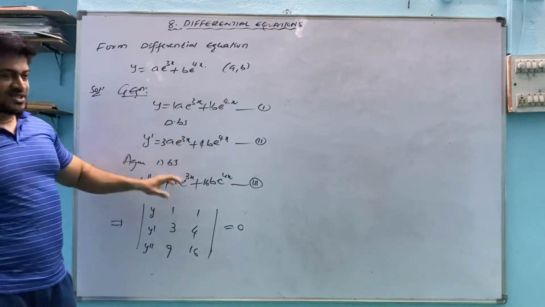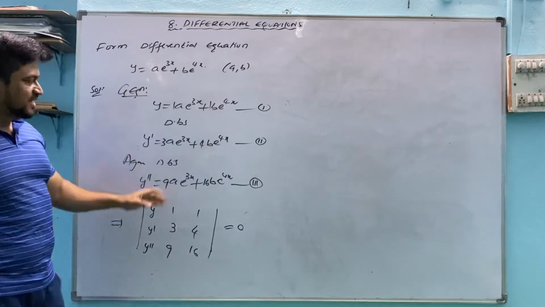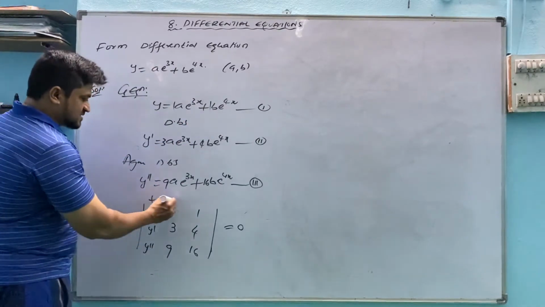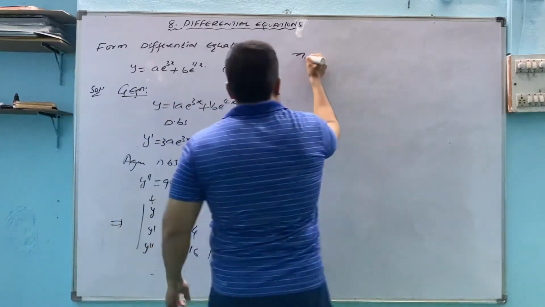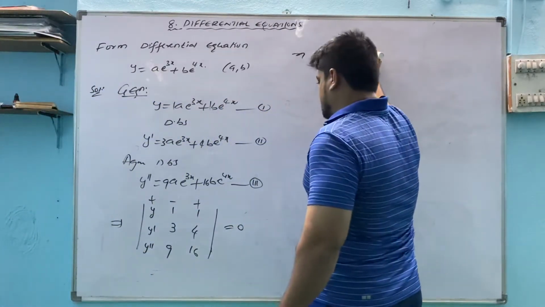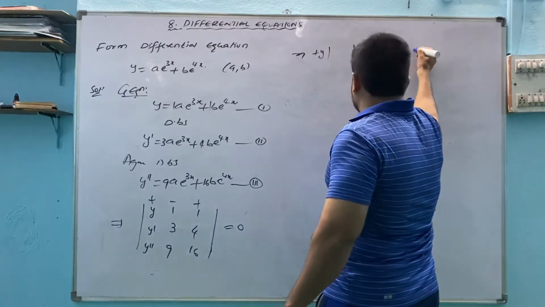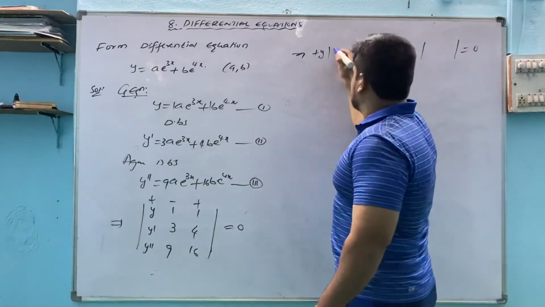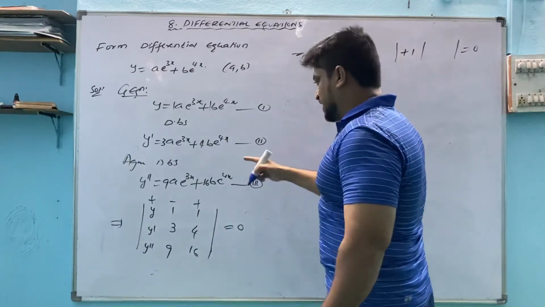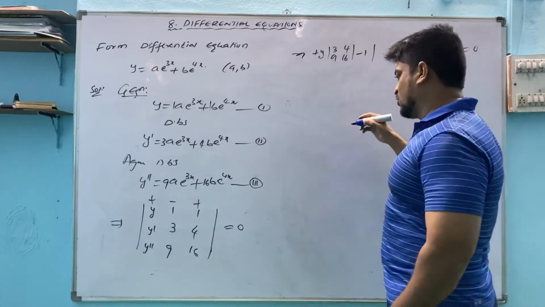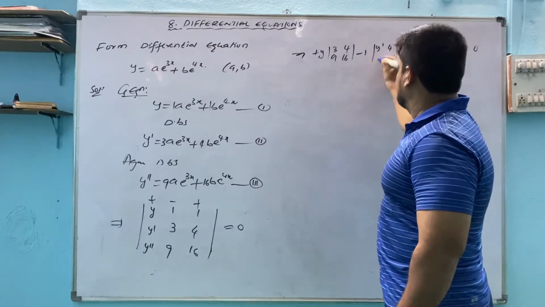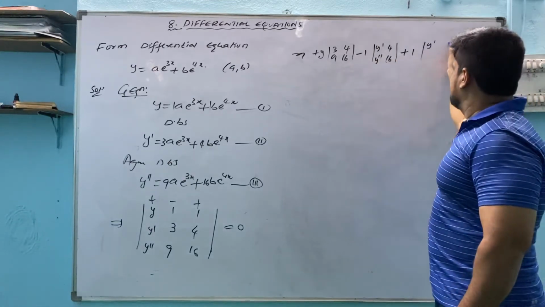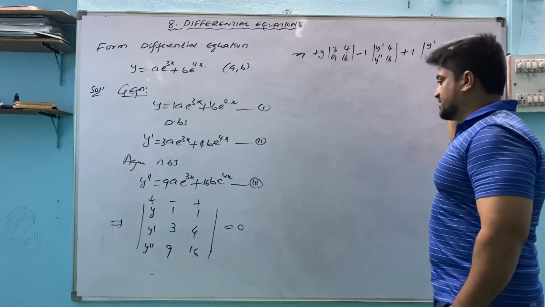Check once again. If all three equations have similar values, we can take the determinant, remove all similar values and write the coefficients here. Now we have plus minus plus. Then we have plus y determinant, minus 1 determinant, plus 1 determinant equals 0. The y determinant is 3, 4, 9, 16. The second determinant is y dash, 4, y double dash, 16. Then the third one, y dash, 3, y double dash, 9.